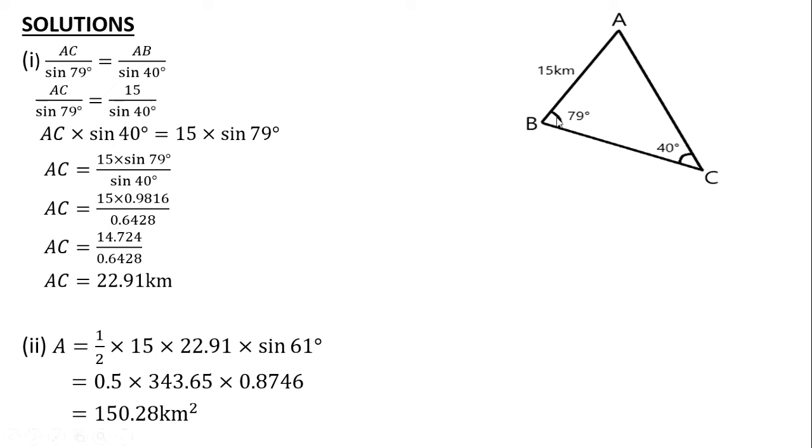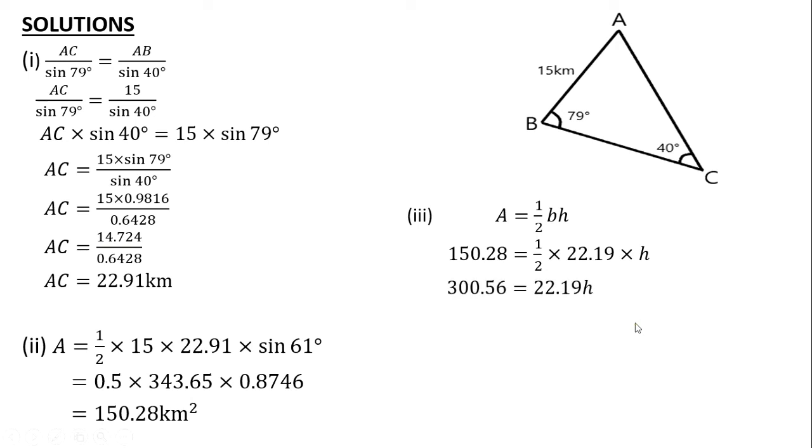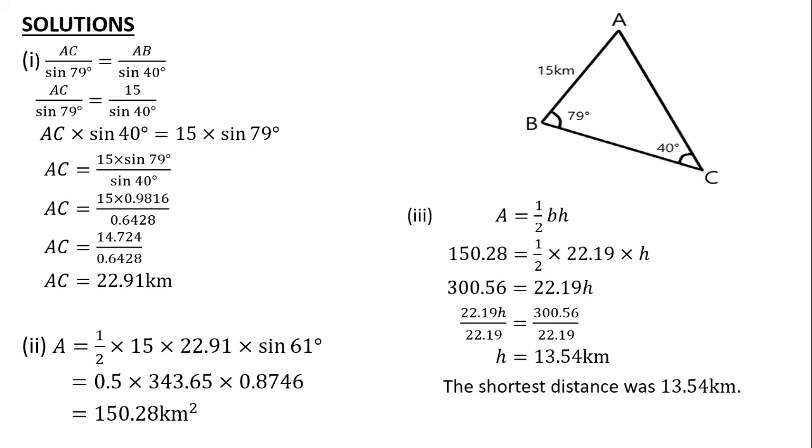So our perpendicular height will be the distance from B to AC, and our base will be AC. A equal to half BH, where there's A, we'll replace our 150, and where there's B, we'll replace our 22.91 and solve for H. Cross multiply. To find the value of H, divide both sides by 22.91. Our H is equal to 13.54 kilometers. Therefore, the shortest distance was 13.54 kilometers.